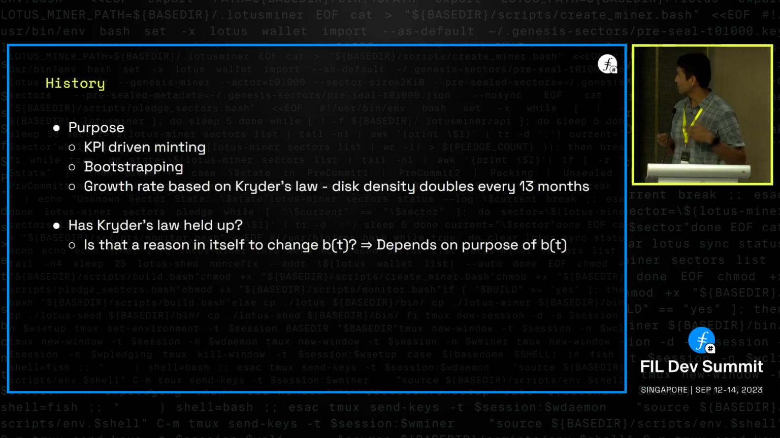So what is the history of the baseline function? It was developed as a way to tie minting to hardware resources that were connected and committed to the network. So it was a nice way to bootstrap the network. And you might ask, how did they decide what the growth rate of the baseline function should be? That was based on Kreider's law, which is an observation that disk density, there are some conditions on this, doubles every 13 months. So the baseline function doubles every 12 months. That's how it was set up.